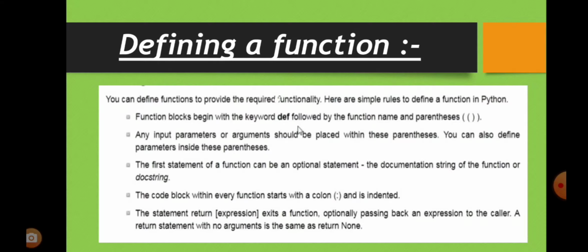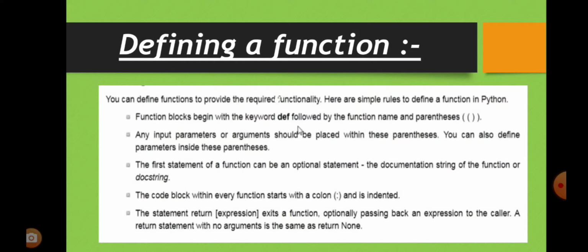There are some simple rules to follow. The first one is function blocks begin with a keyword, followed by the function name and parentheses. The second one is any input parameters or arguments should be placed within these parentheses. You can also define parameters inside these parentheses. The third one is the first statement of a function can be an optional statement, the documentation string of the function or docstring. The code block within every function starts with a colon and is indented.